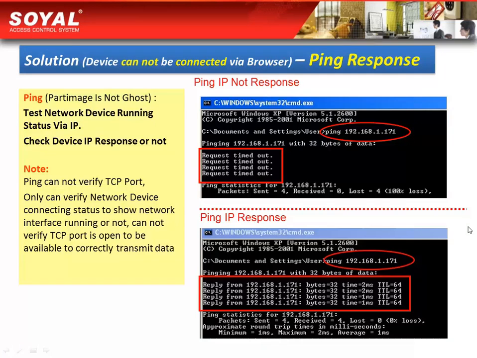But if device cannot be connected via browser, please ping the device IP address. If you see IP doesn't respond, you should ask your network administrator to check network status. If you can see IP response, which verifies the IP address running in the LAN area, but it cannot verify TCP port is available.